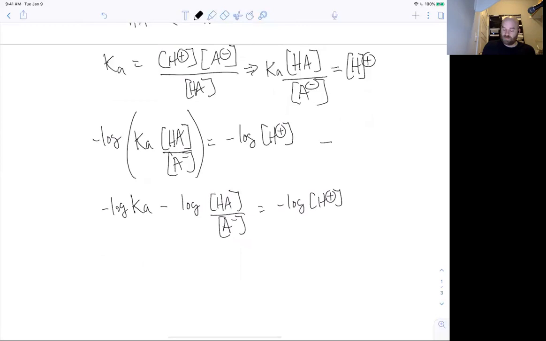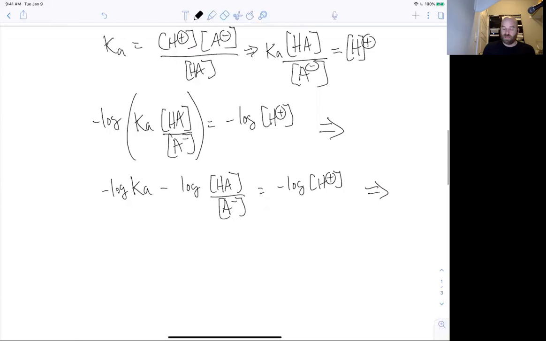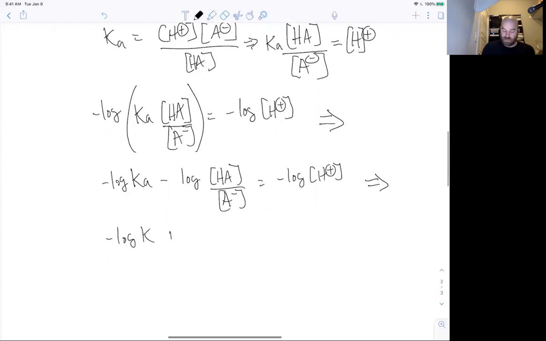Then if I want to keep on with this simple derivation, I'm going to flip the sign on the logarithm for HA over A minus. So I can say plus log of A minus over HA, because that's how logarithms work. If you change the sign out front of a logarithm for these types of things where they're divided, you just flip the numerator and denominator.